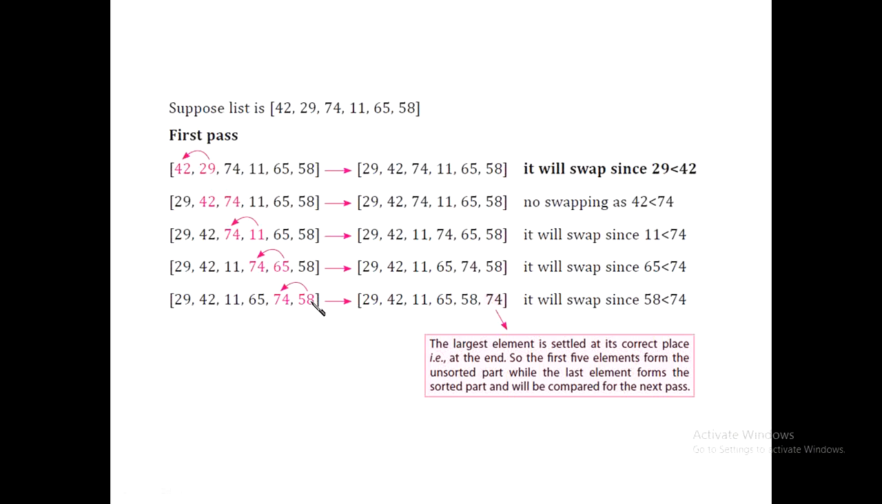74 is greater than 58. Yes, correct. So 58 will come to the place of 74 and 74 will go to the place of 58, like this. Now after completing all these steps, this is called the first pass completed.